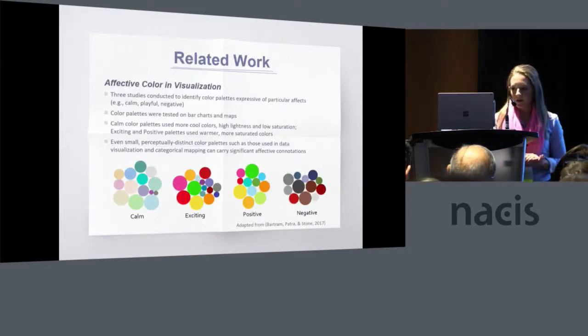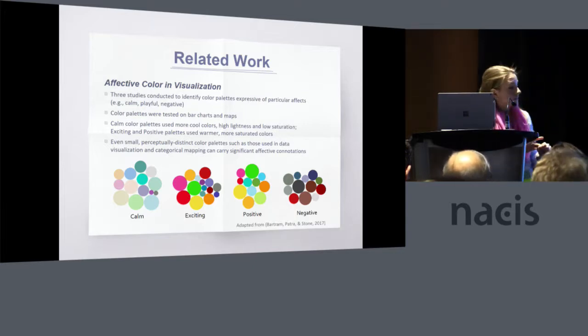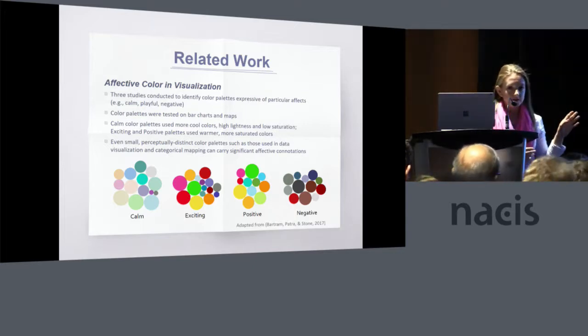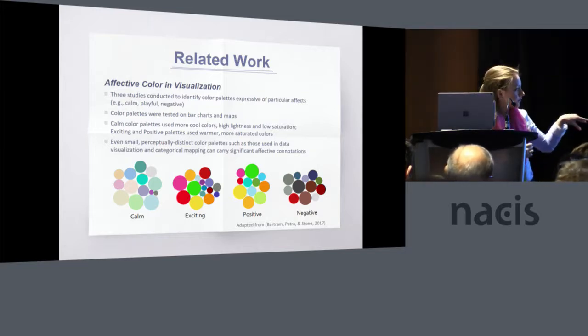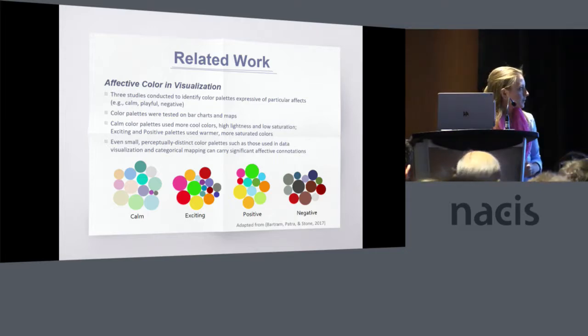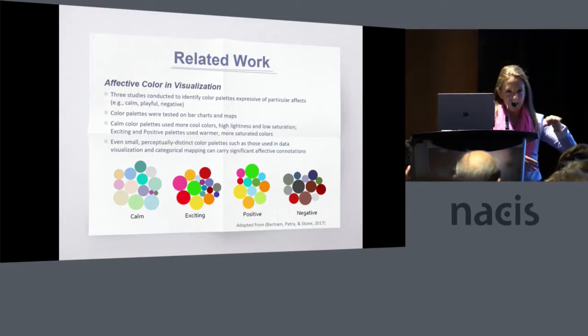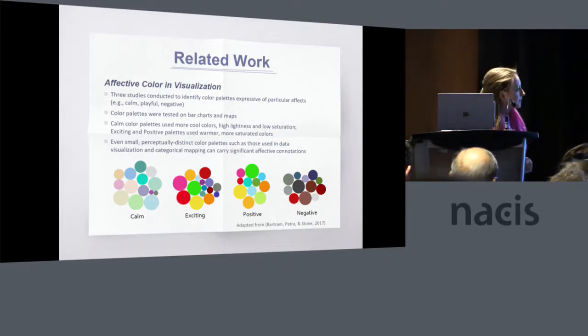So in this recent paper, Bartram and others conducted three studies to identify color palettes that are expressive of particular affects. These are four examples, but they actually had more than these. Color palettes were tested on bar charts and simple map type designs, which I'm hesitant to really call maps because they don't have a topic.